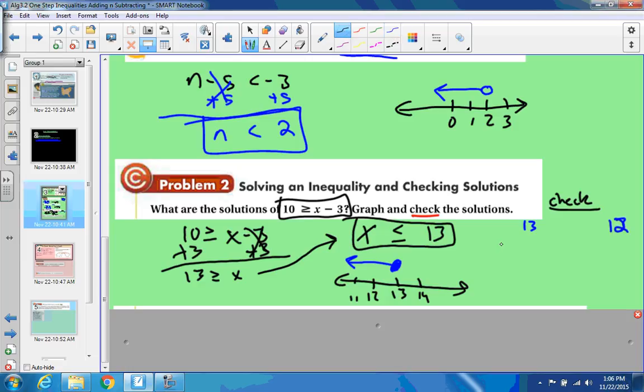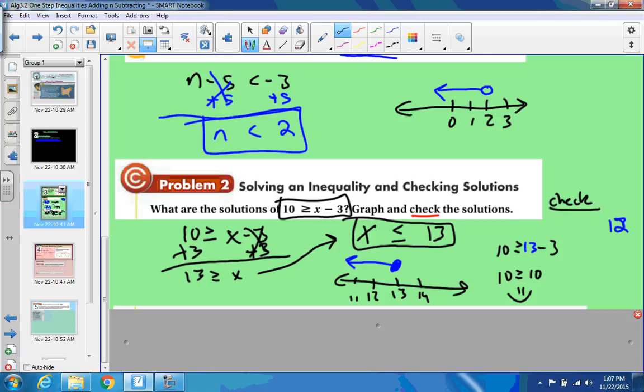So when we plug it into our original, we have 10 is greater than or equal to, we'll put 13 in right there. And we'll just finish solving this then. So that's 10 is greater than or equal to 13 minus 3, which is 10, so it is equal. That means that is correct. Now let's check the less than part.